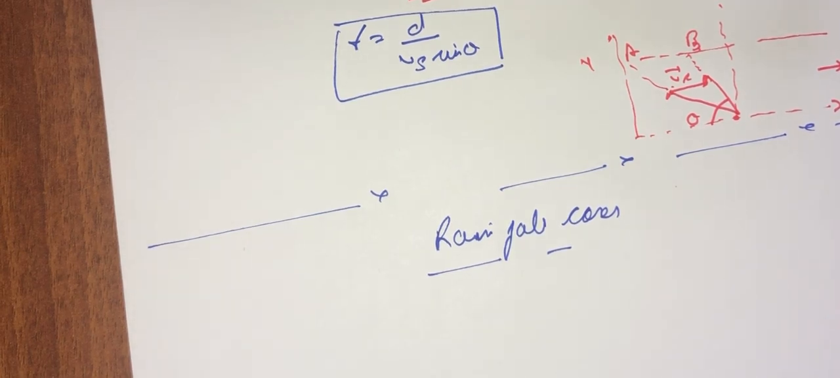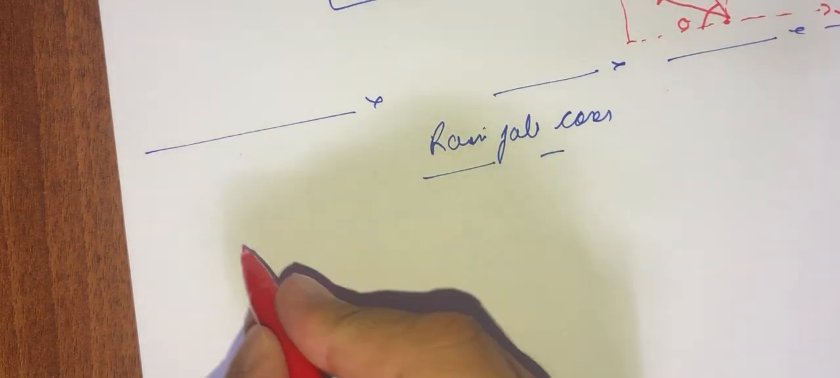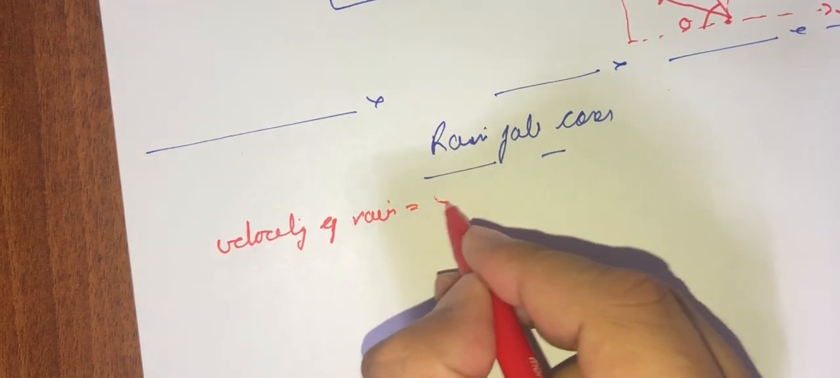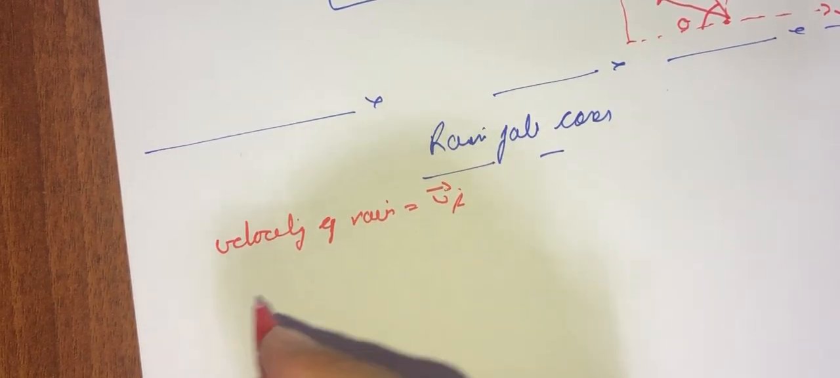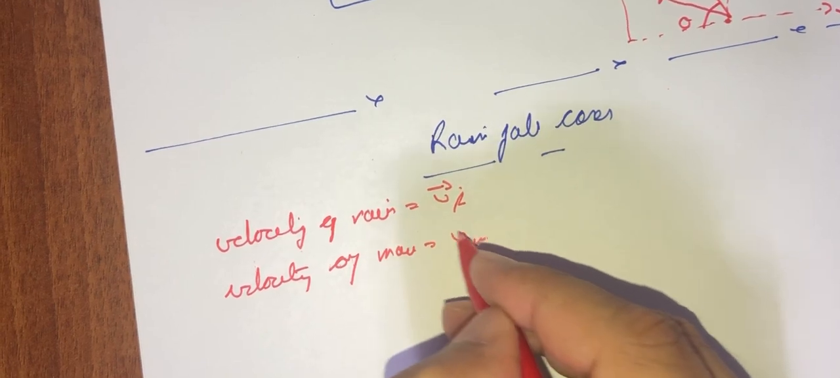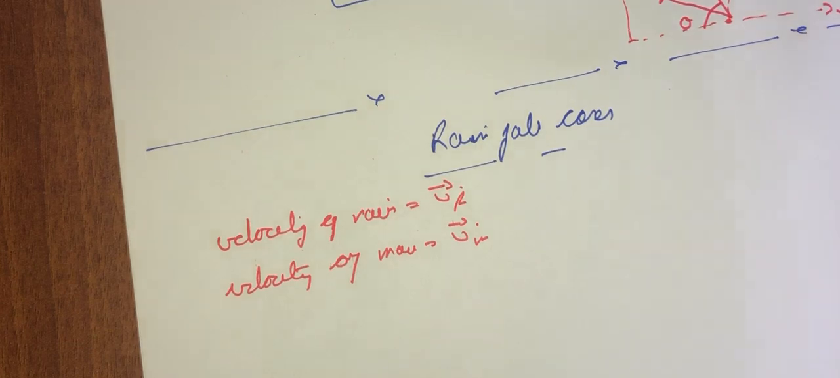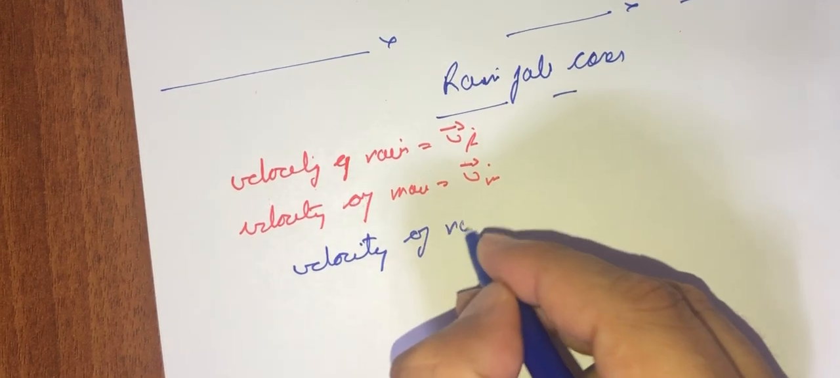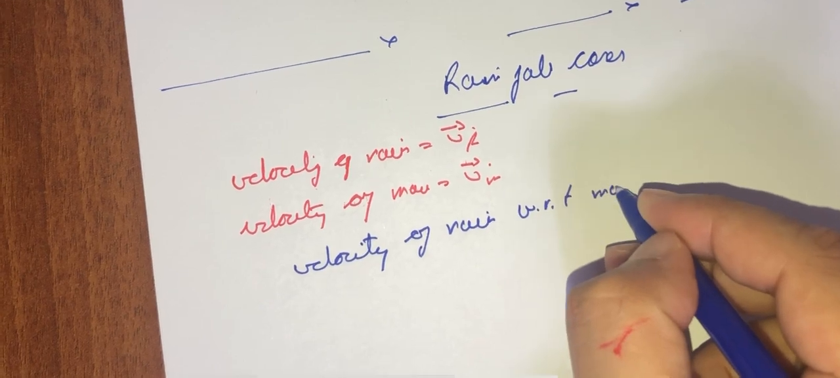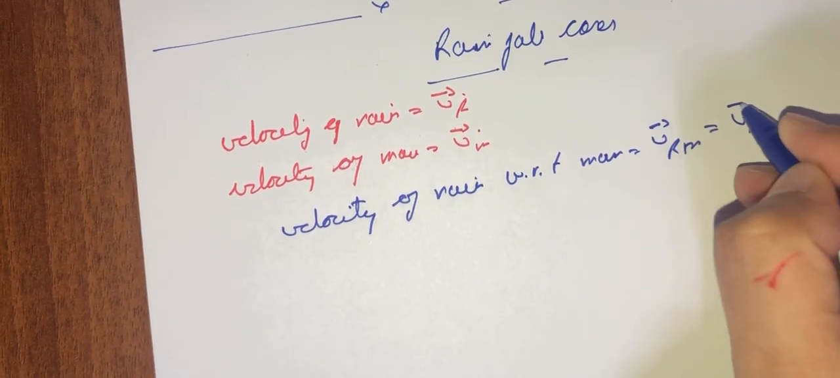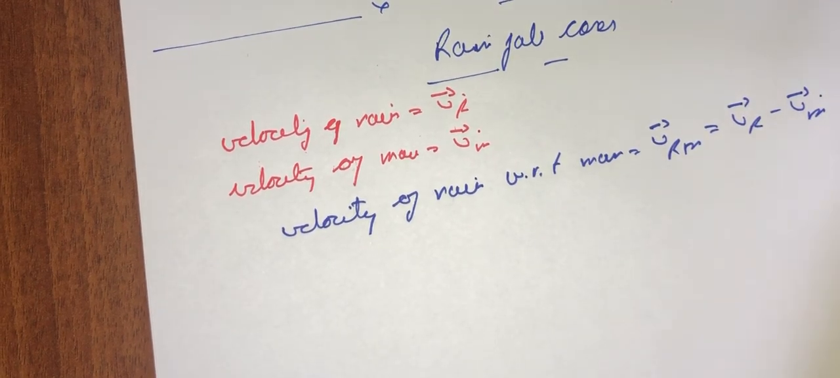So in this case, if we say that the velocity of the rain is given as Vr, and velocity of man is given as Vm, then the velocity of the rain with respect to man will be given as Vrm, and this will be equal to Vr minus Vm.